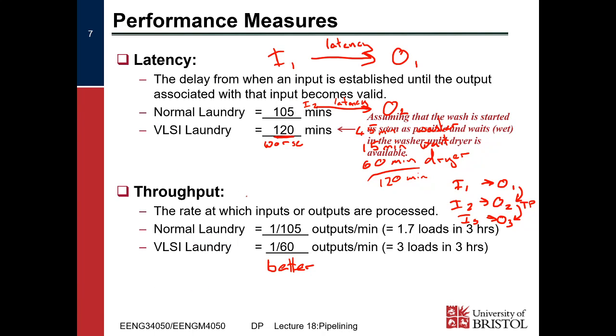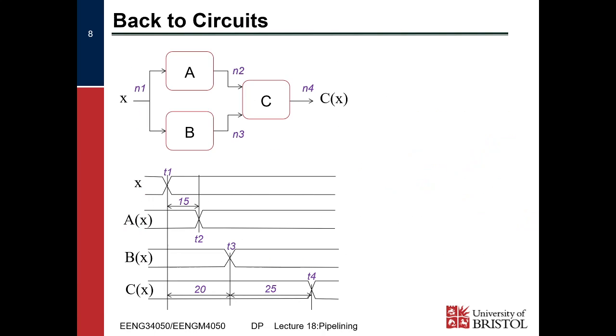So now we're experts in doing laundry efficiently. Let's go actually have a look at some circuits. So here we've got a relatively simple circuit. We've got three combinational components. And then we've got a timing diagram down here. So we've got A of X, B of X, and then C of X is over here, right? So this is node 2, node 3, and node 4, right?